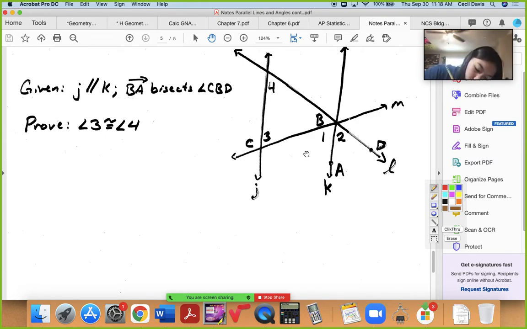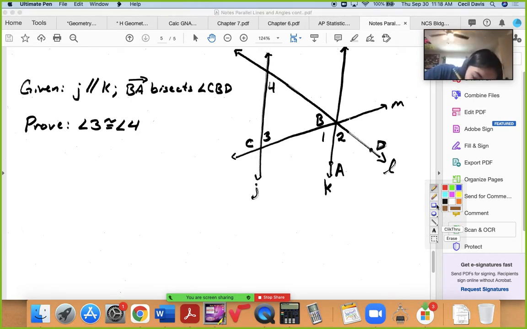That's a scary looking diagram, isn't it? Let's see what we can do with it. Let's do a flowchart proof again. Would you still consider this a small proof? It's not going to be terribly long. So I know that J is parallel to K, because that's given.